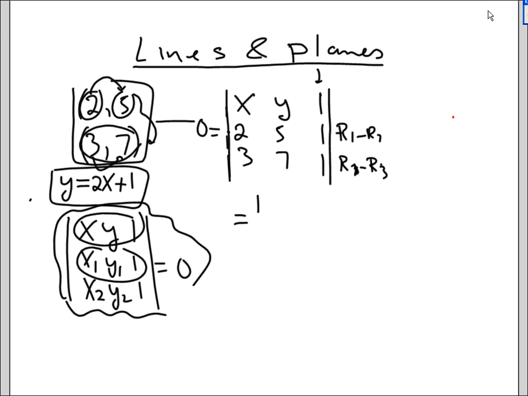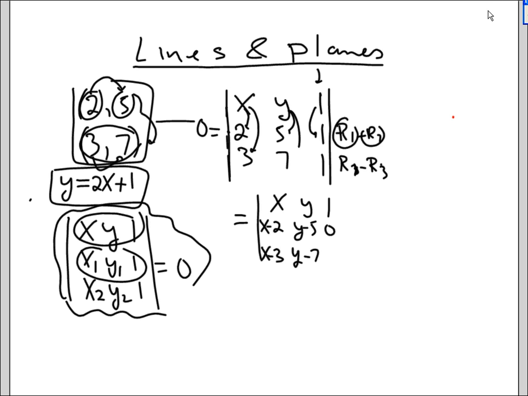So this determinant is going to become, the first row didn't change, but now I do row 1 minus row 3. X minus 2, y minus 5, 1 minus 1 is 0. And now I do row 1 minus row 3. I get x minus 3, and y minus 7, and 1 minus 1 is 0.